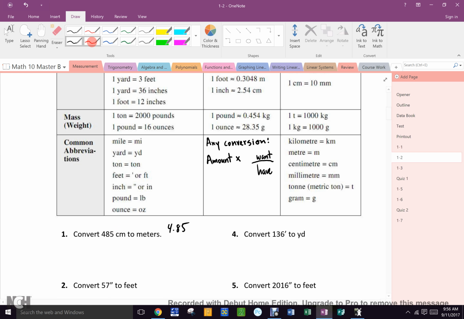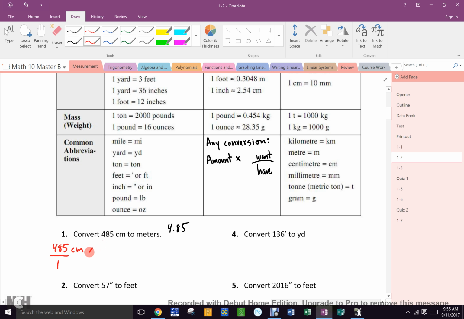485 centimeters. So we would write that down. 485 centimeters. Okay, no problem. Now, technically in math class, 485 is always over 1, isn't it? Okay? So just remember that.